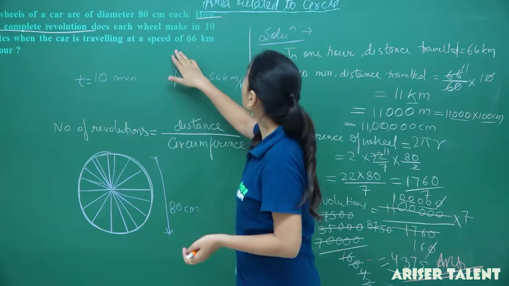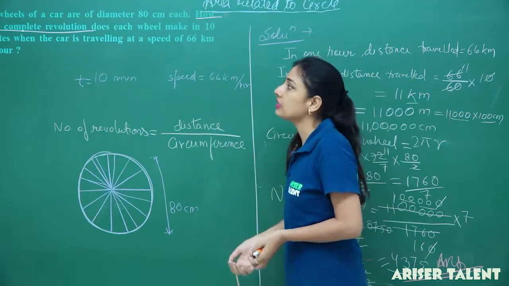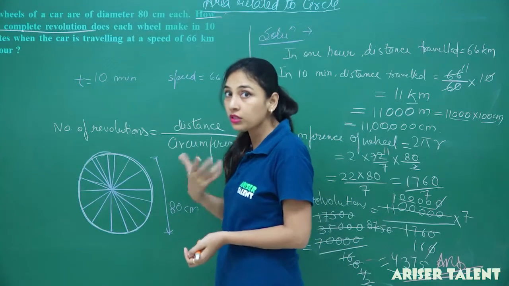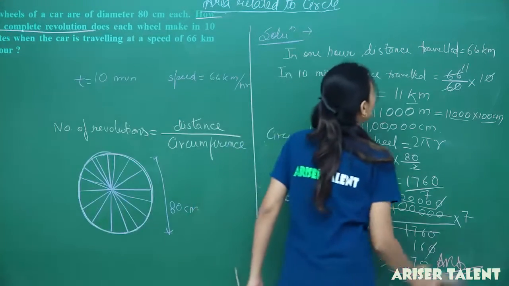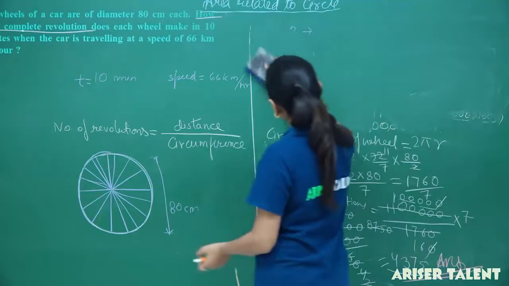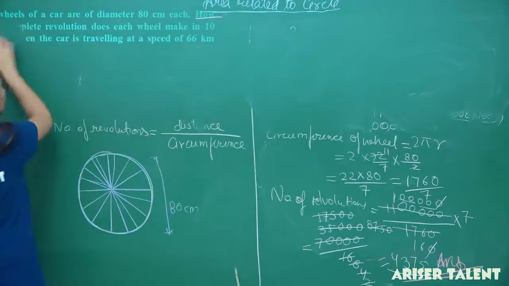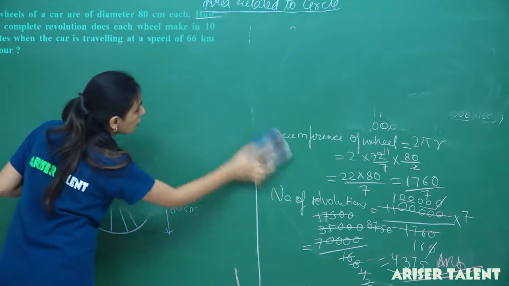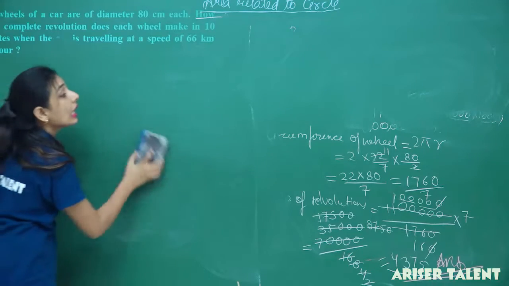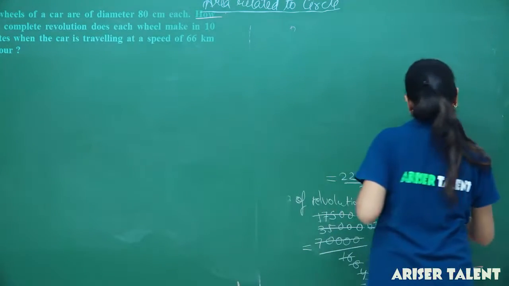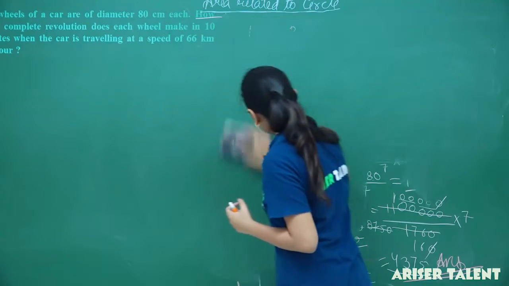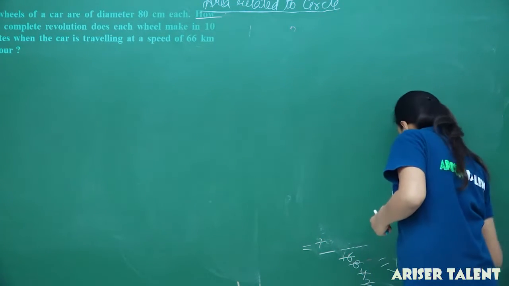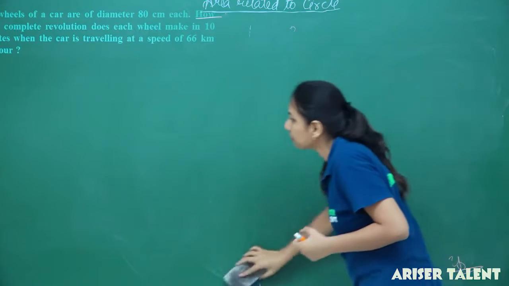Okay, if it's going at the speed of 66 kilometer per hour. So how many number of revolutions, right? We travel a lot from our cars. So just imagine how many numbers of revolutions our car has made, right, students? So it's good. Okay, now moving to the next question, students.